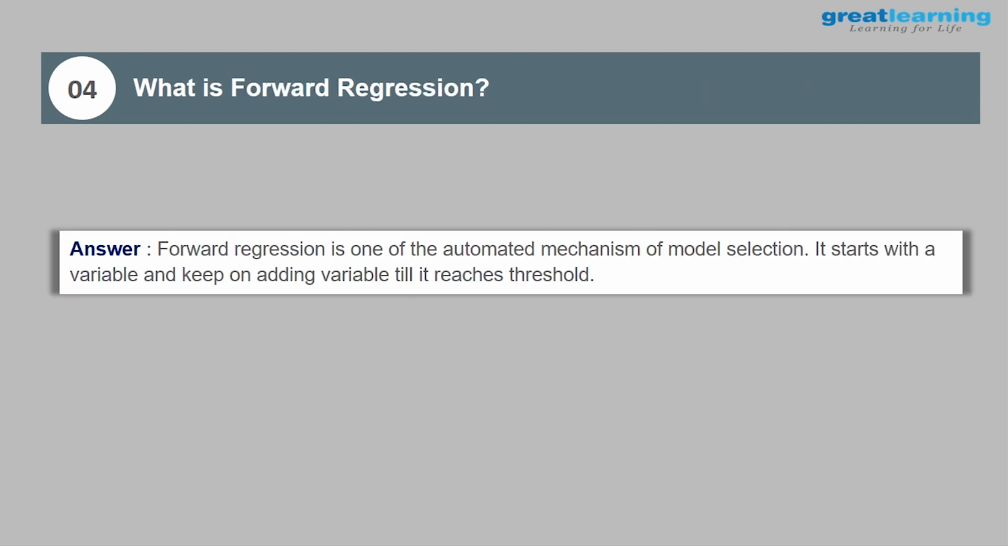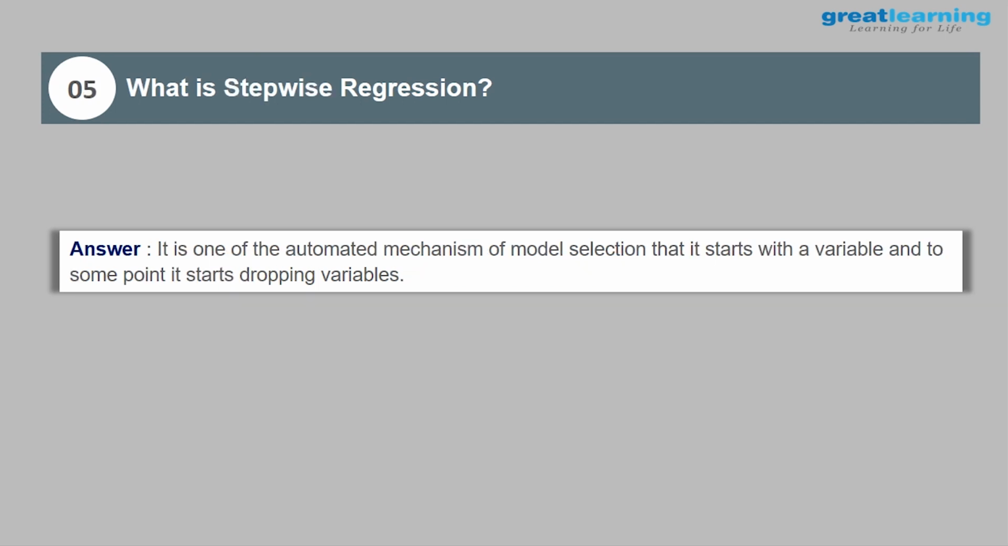Now let's have a look at what is forward regression. Forward regression is one of the automated mechanisms of model selection. It starts with a variable and keeps on adding variables till it reaches a threshold. Now let's have a look at what is stepwise regression. It is one of the automated mechanisms of model selection that starts with a variable and, to some point, starts dropping variables. So these are the two types of regression we see so far.